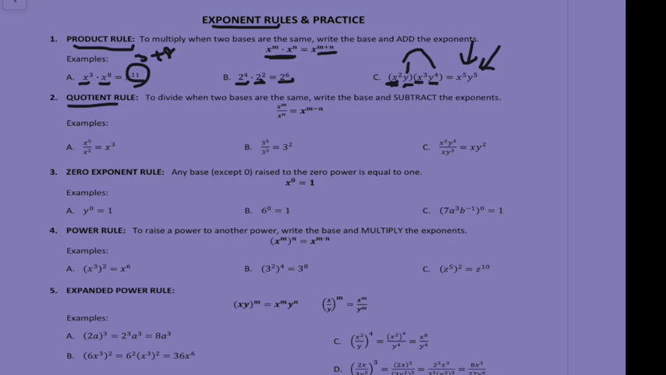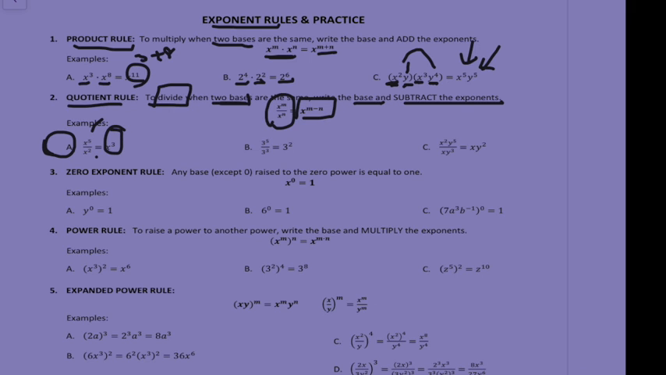When you come to the quotient rule, you have x to the power m over x to the power n. Quotient means divide. So when you're dividing two exponents, the base has to be the same. You write the base and then you subtract the exponents. So here you have x to the power m minus n. In number eight, the first one, you have 5 and 2. When you subtract 5 minus 2, you get 3.